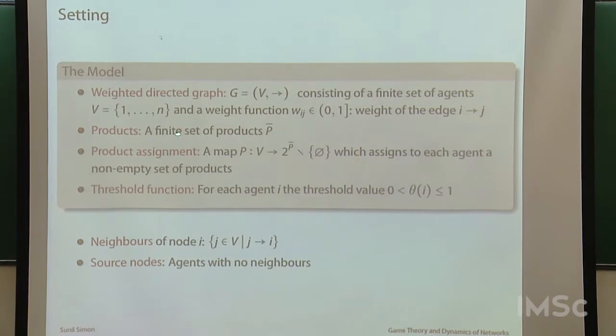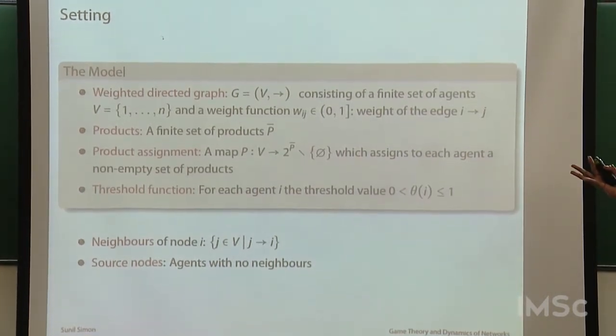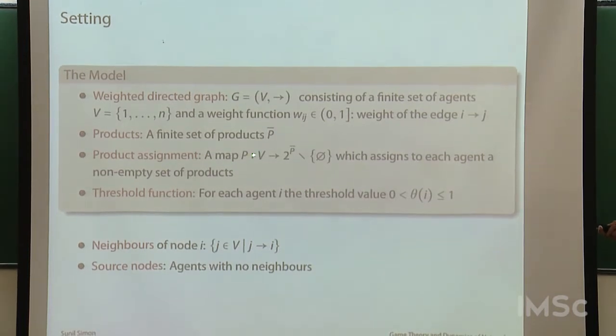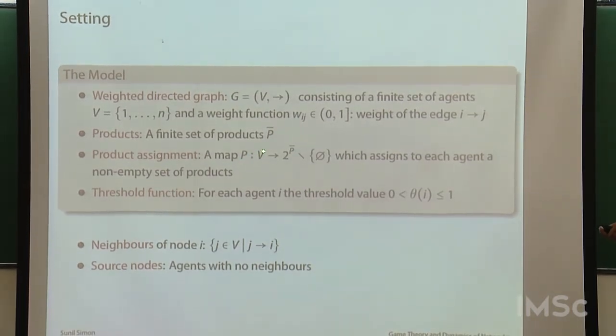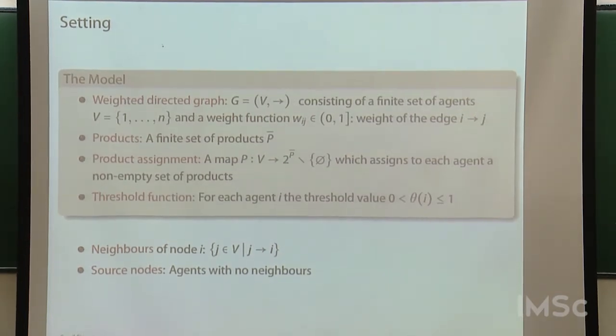There is a finite set of products. These are the entire products in the network. There is a function P which associates with each agent, or each node in the graph, some subset of products. That agent is allowed to choose a product from that set. Now there is also a threshold function which associates with each agent i a number between 0 and 1. It's assumed to be strictly greater than 0. So this is the model.